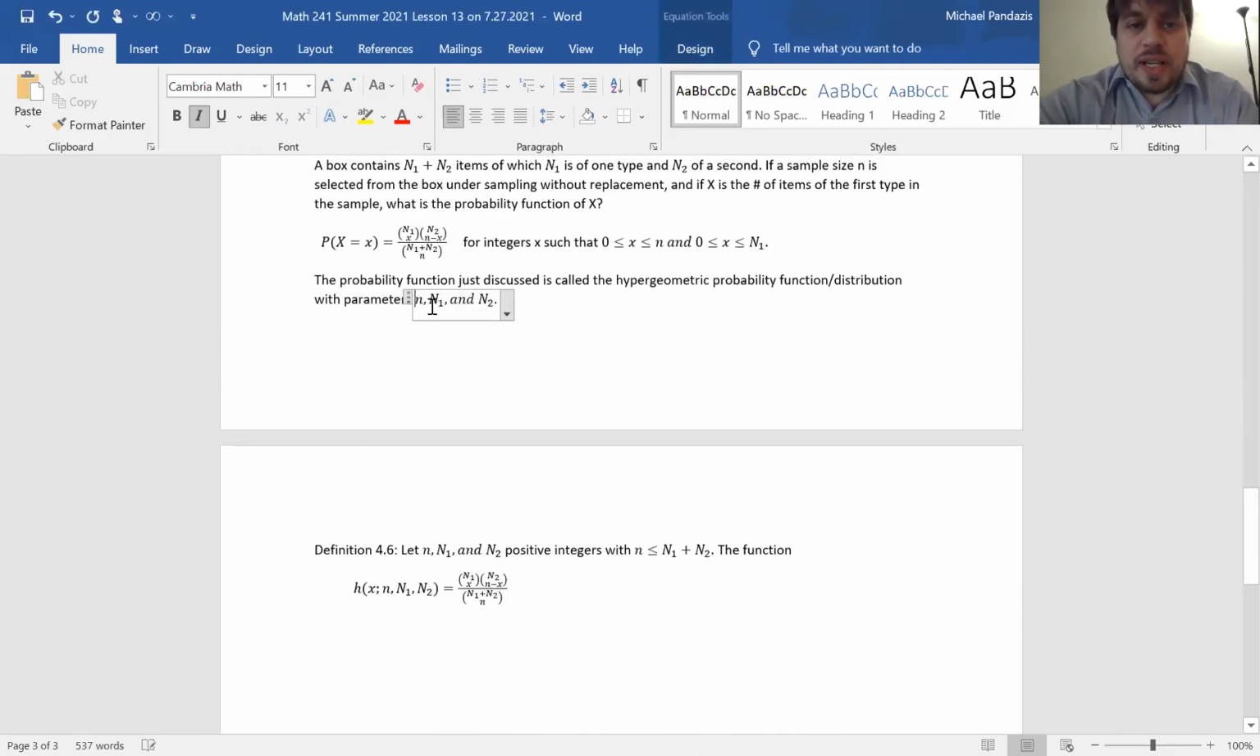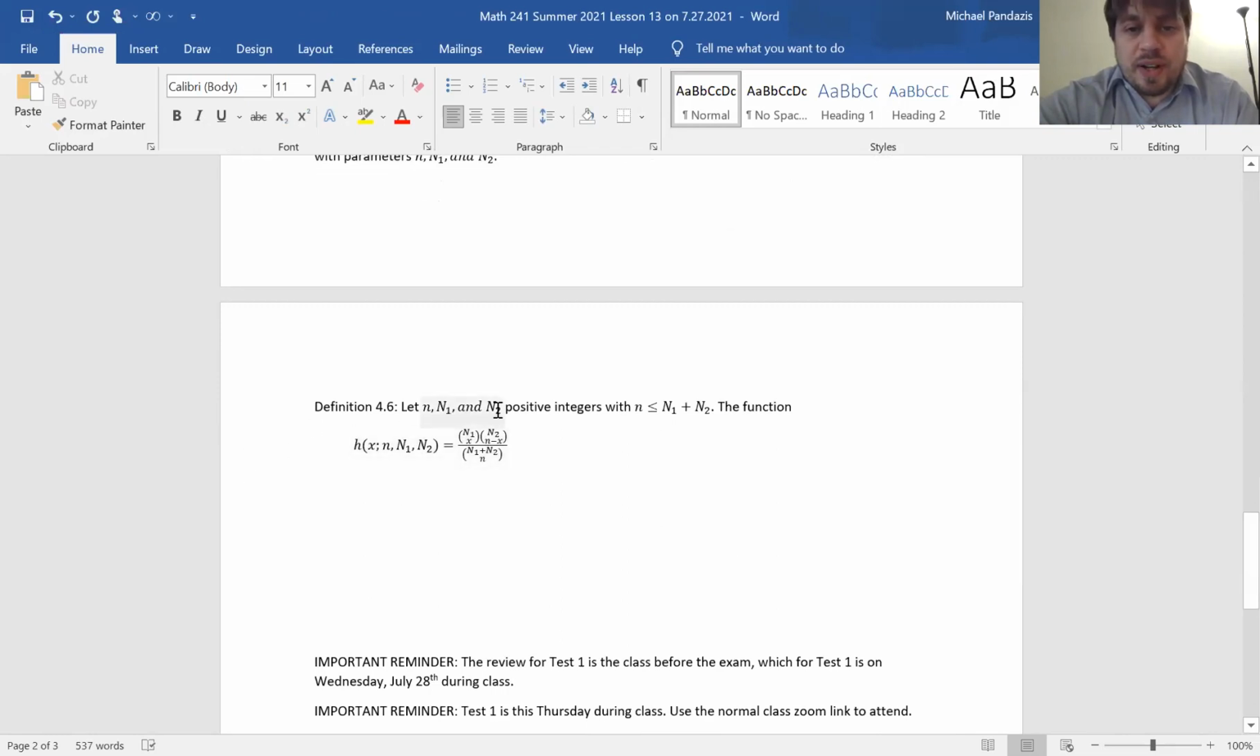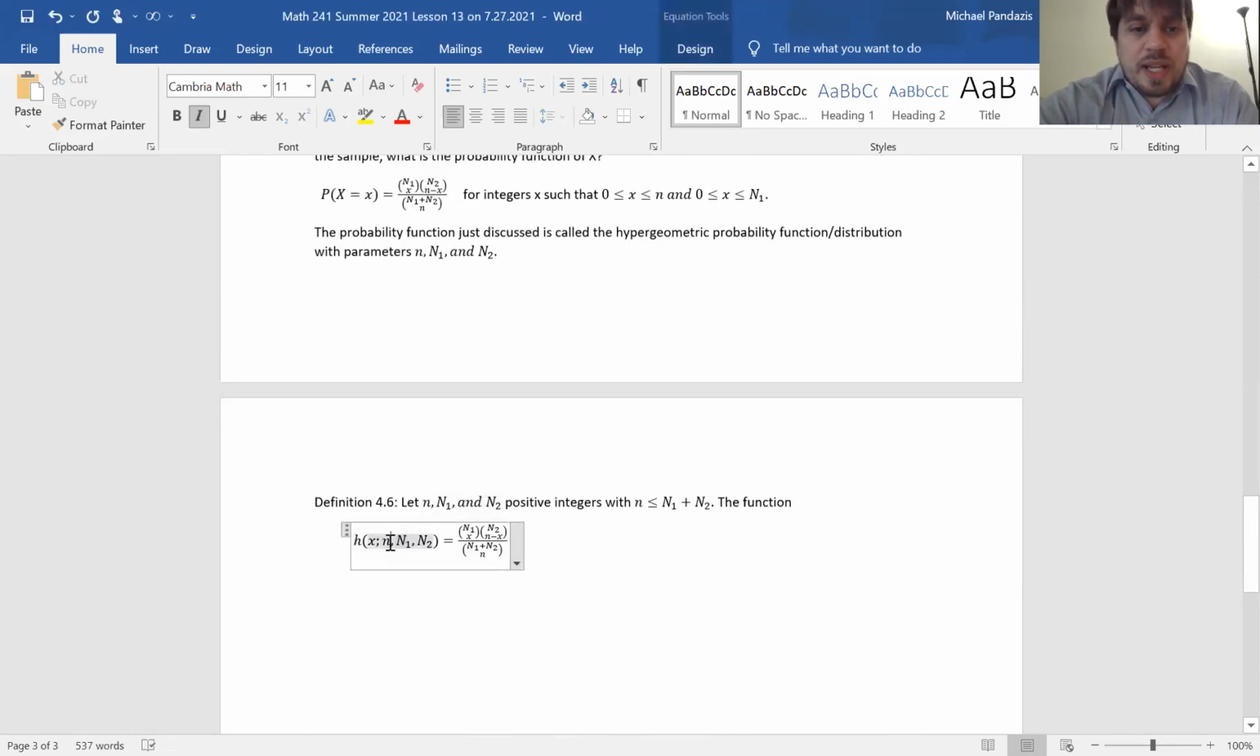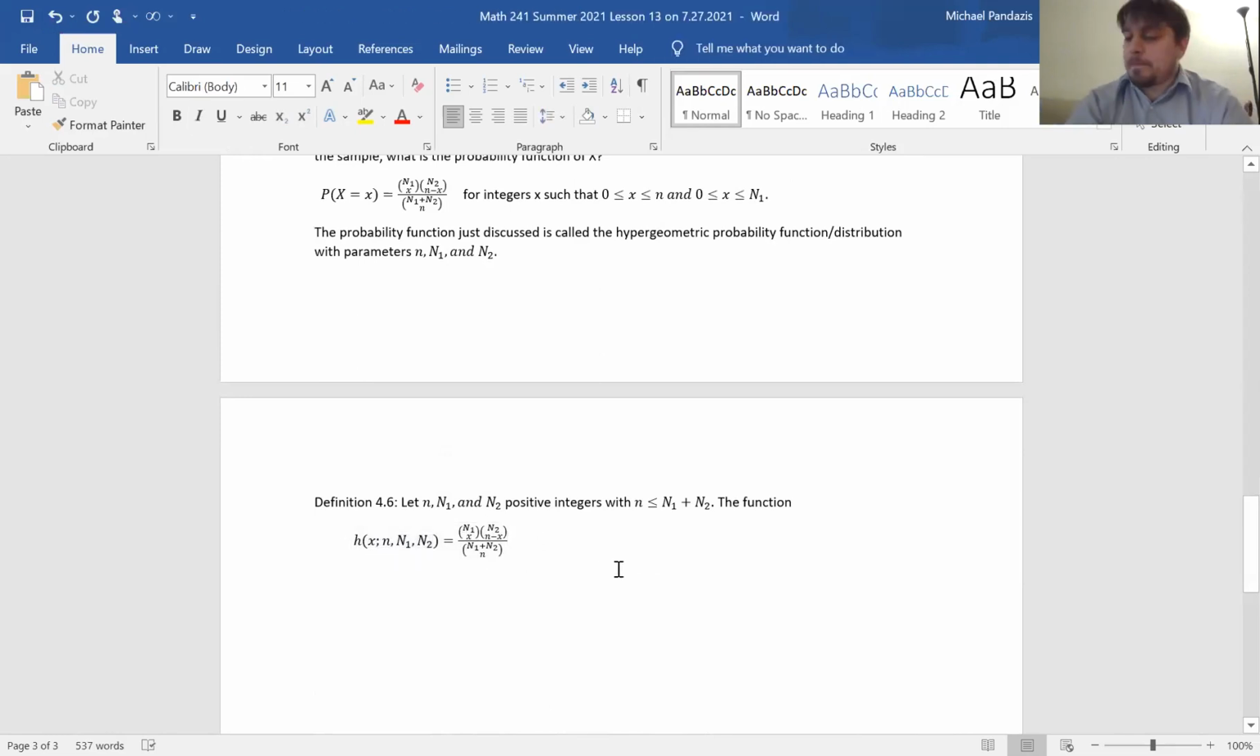Okay, the parameters are little n, capital N1, capital N2, right? Because the function is determined by these 3 unknowns. And so I'm just defining now this probability function, using this notation to represent it. The variables are little n, capital N1, capital N2, and then when you choose the value of little x, you're saying how many of them you're choosing of type 1.